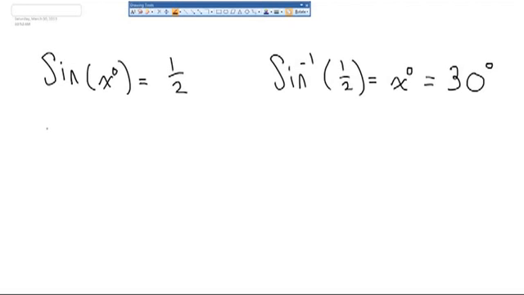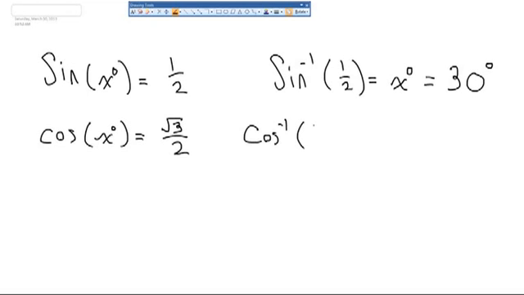Okay, so let's try another one here. So we had the cos of x. This was our adjacent over hypotenuse, so this was root 3 over 2. So what we should have here is the inverse function, the inverse cos of root 3 over 2. Let's punch that into our calculator as well. And we should get the exact same value. So I'll pause the video here. Okay, and what we end up getting is, again, 30 degrees.